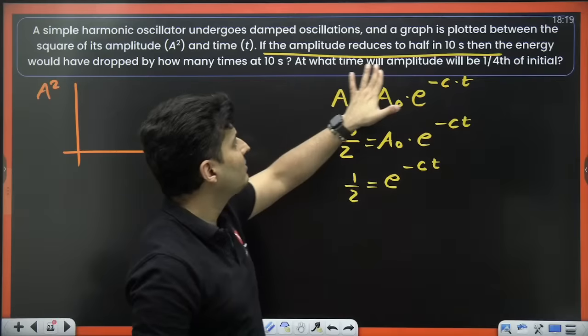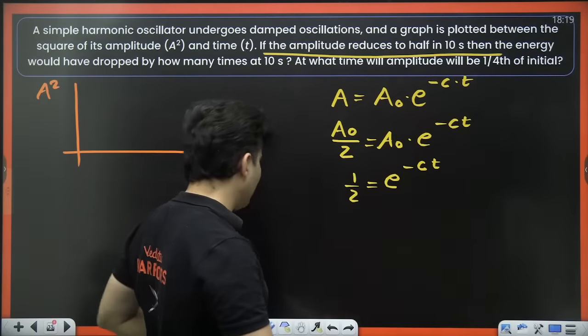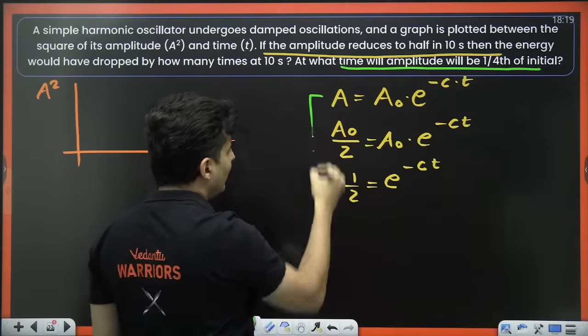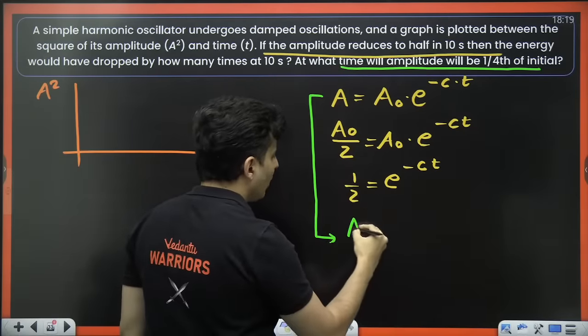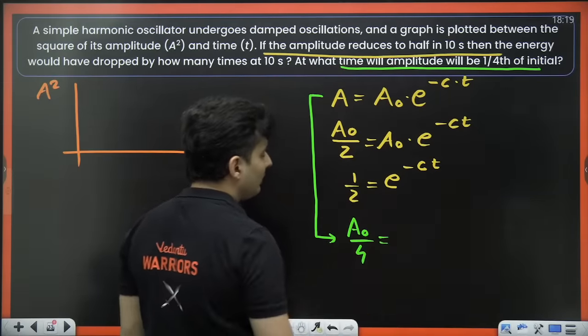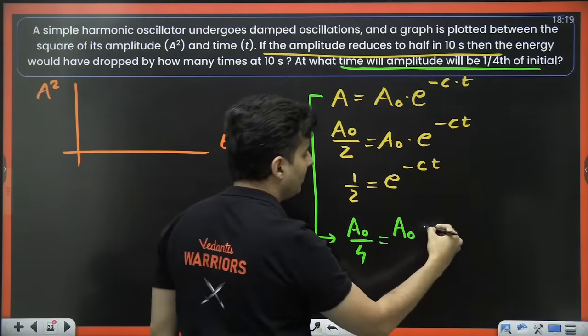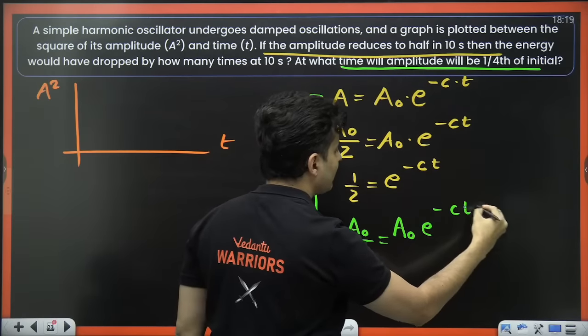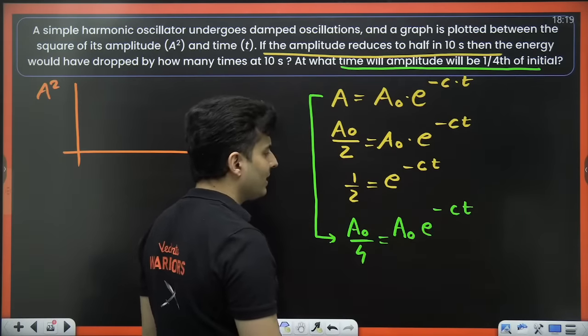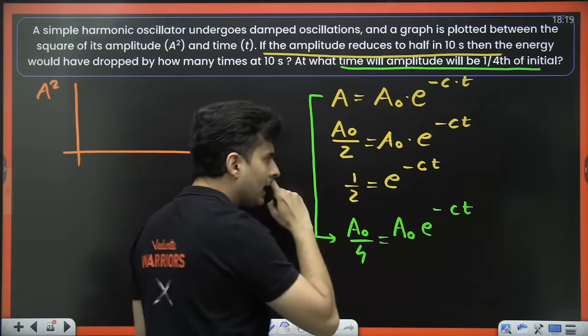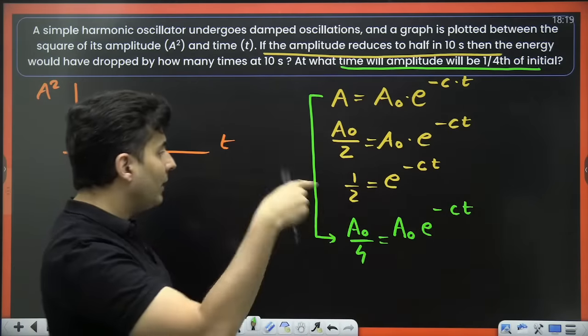One of the questions says, when will the amplitude be 1/4 of the initial? So if I use this equation, if it becomes 1/4 of the initial, then A naught by 4 will be same term, A naught e to the power minus ct. But wait a minute, e to the power minus ct. Okay, I don't know the time.